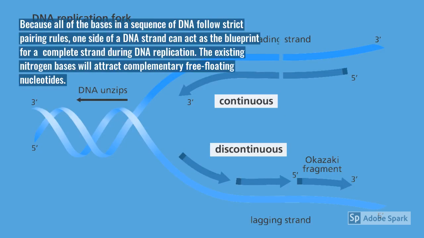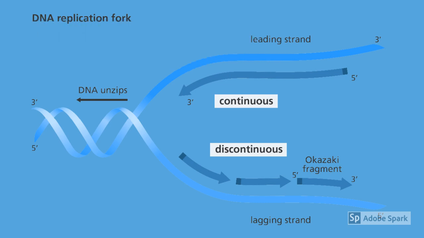Because all of the bases in a sequence of DNA follow strict base rules, one side of the DNA strand can act as the blueprint for a complete strand during DNA replication. The existing nitrogen bases will attract complementary free-floating nucleosides.